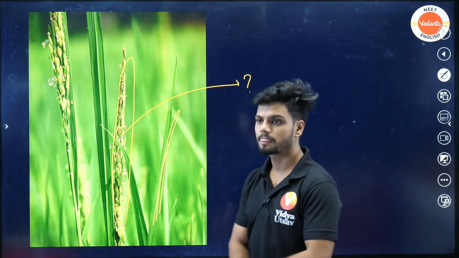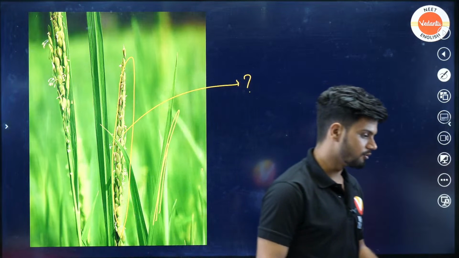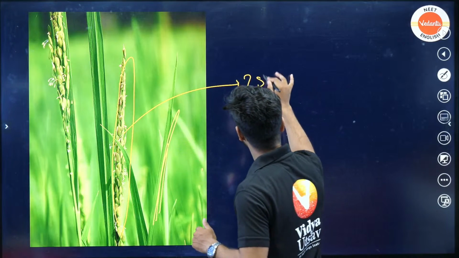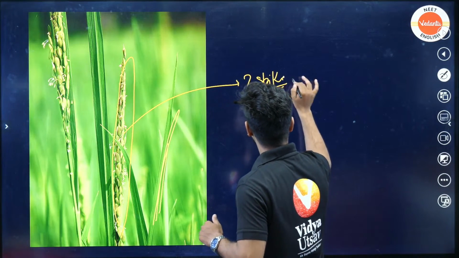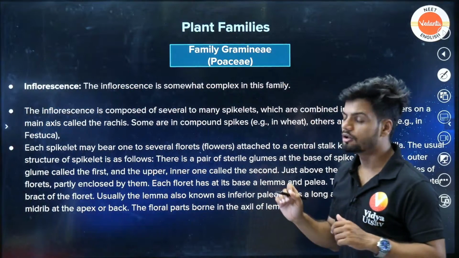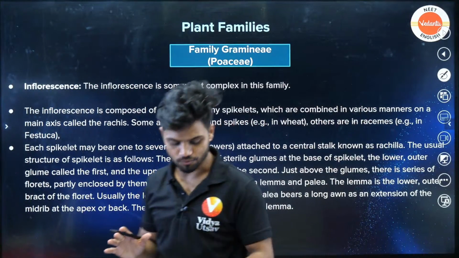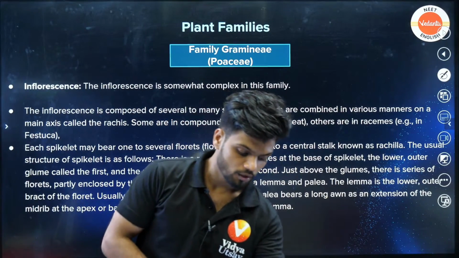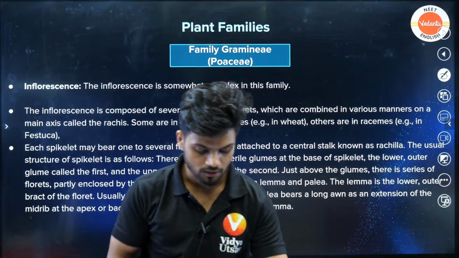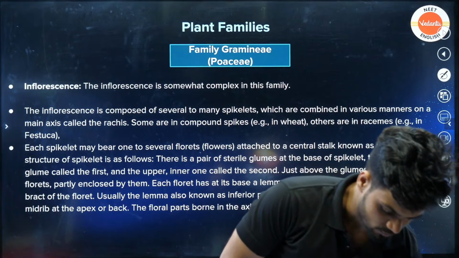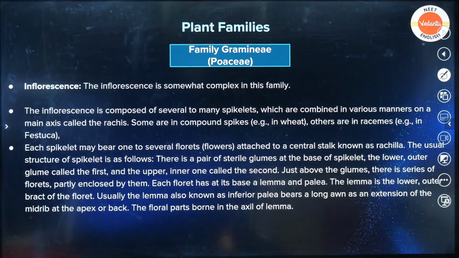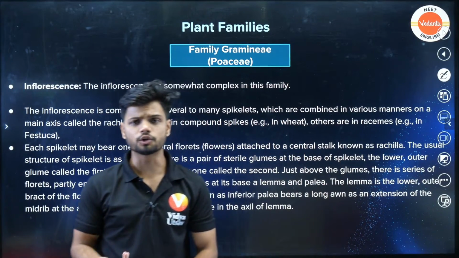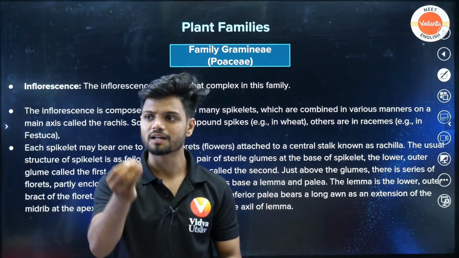What is this? This right here is the inflorescence. The inflorescence here is called spike inflorescence. Now again, a lot of questions. If they ask you in examination, what is lodicule or what is palea, what is glume, all of these terms are under spike.